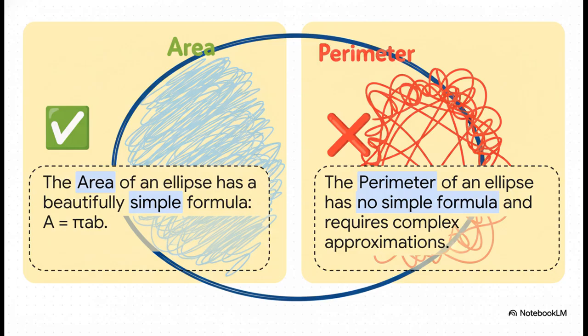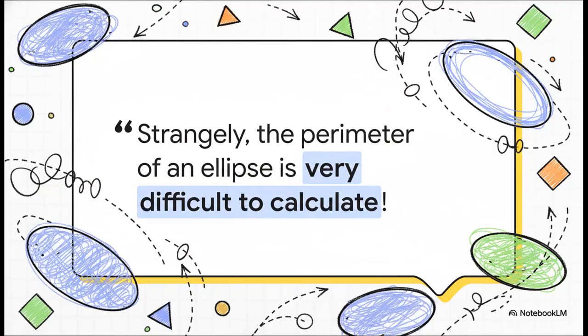Wrong. There is no simple formula to calculate the perimeter of an ellipse. Not a single one. It is one of the great paradoxes in all of geometry. And I am not exaggerating here. The website Math is Fun puts it perfectly. "Strangely, the perimeter of an ellipse is very difficult to calculate." To even get close, you need to use complex approximations or something called infinite series, a level of math that just seems way too powerful for such a simple-looking shape.